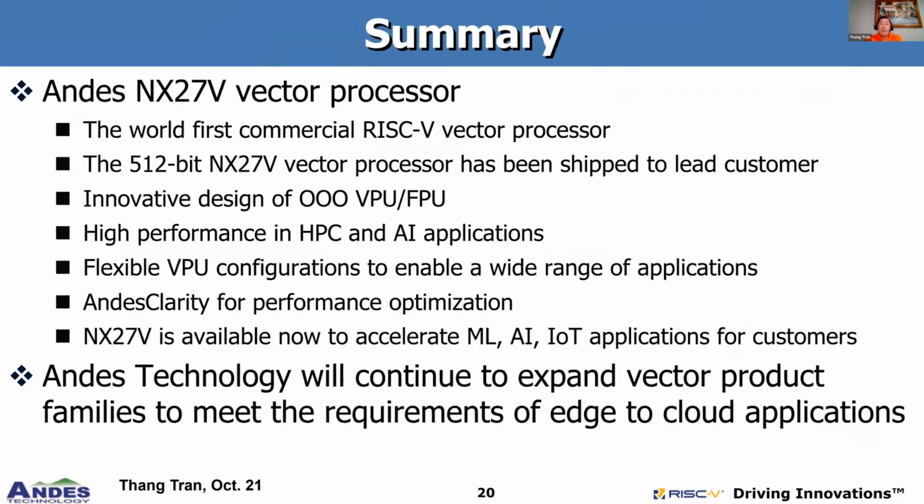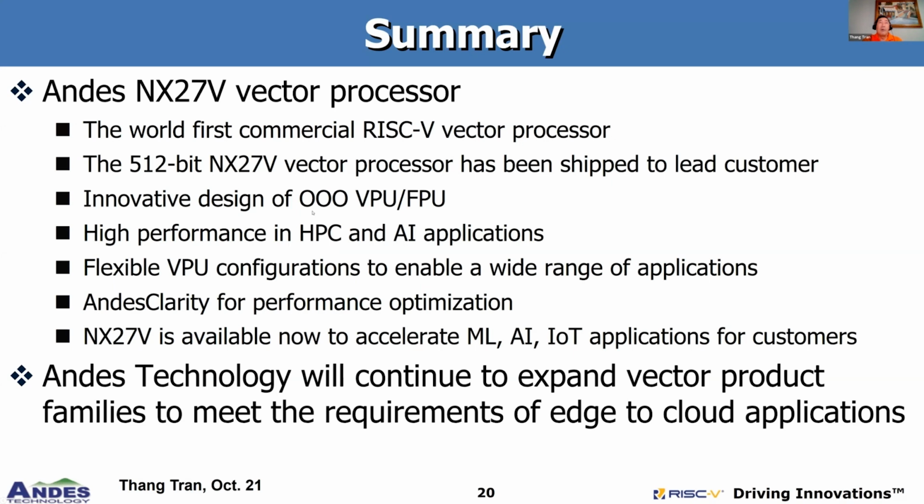So in summary, the vector processor RISC-V is actually ready for prime time action to enter into the AI or ML application market. It is the world's first commercial RISC-V vector processor. The 512-bit NX27V vector processor has been shipped to a lead customer.